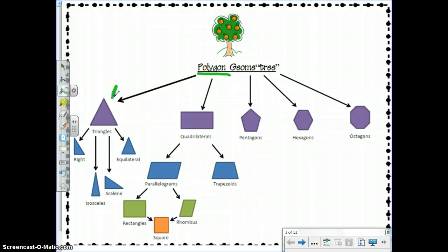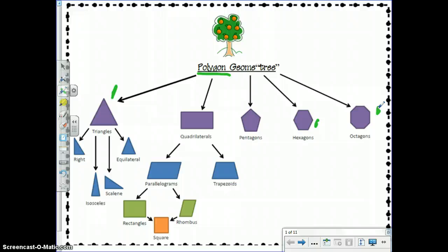Pentagons are made up of 5 sides or 5 angles. We have a hexagon made up of 6 sides, 6 angles, and then octagon. These are the common ones again. You have the octagon, which is made up of 8 sides or 8 angles.